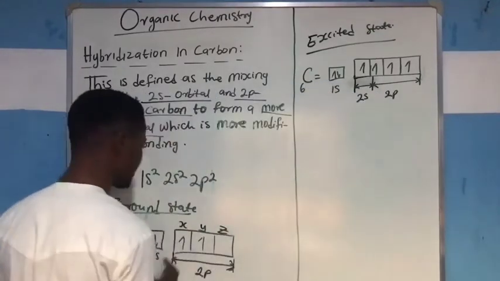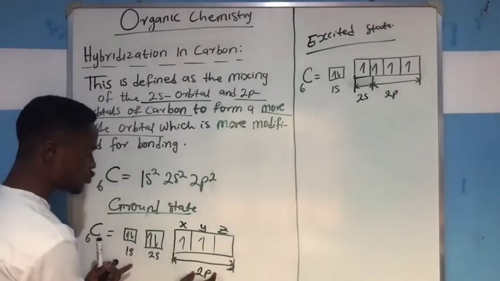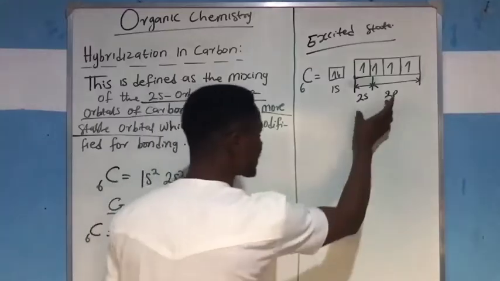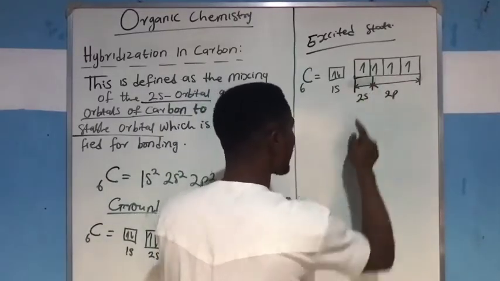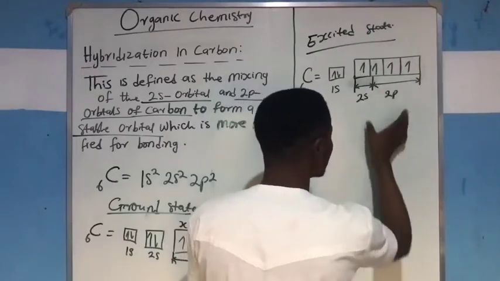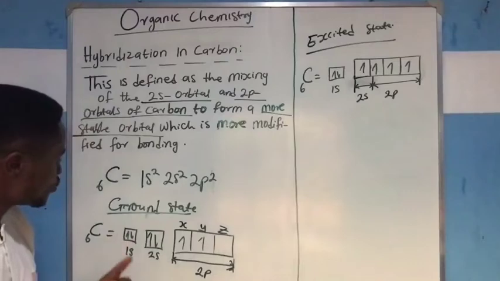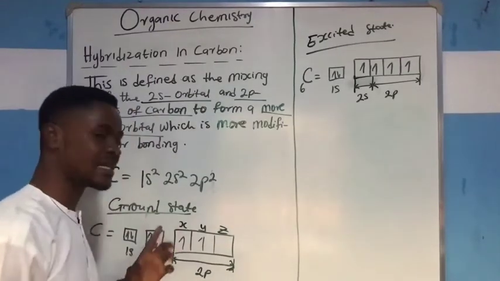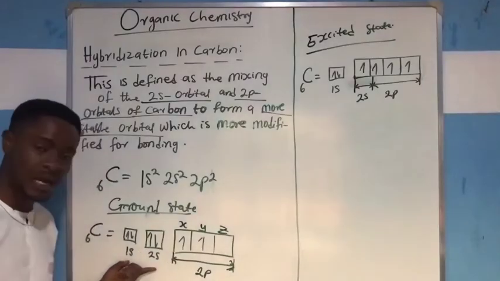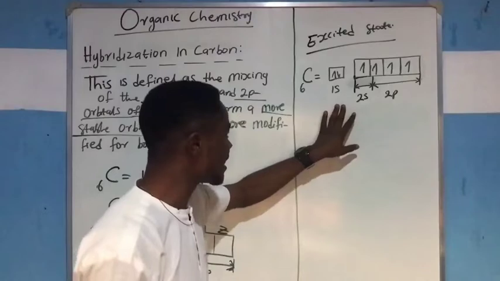So at this point, this is the ground state of carbon, where the 2s and the 2p are still separated. But at this point, where the 2s and the 2p have been combined by reason of 2s giving one electron to 2p, this is called the excited state of carbon. And something very important you need to know is that carbon does not exist in its ground state. Although the ground state is expected to be the normal state of carbon, carbon does not exist in the ground state, but it exists in the excited state.